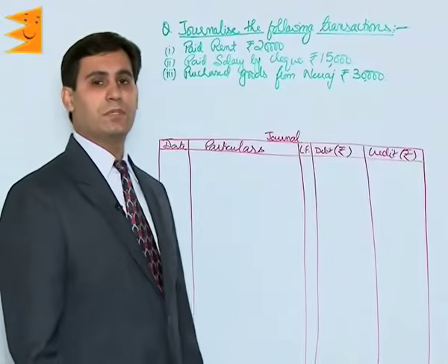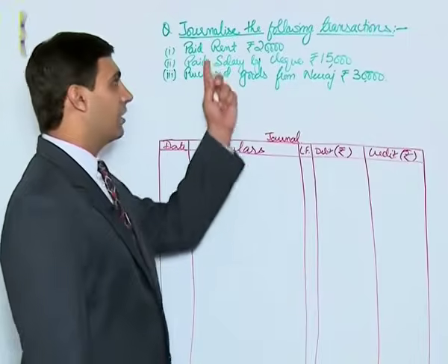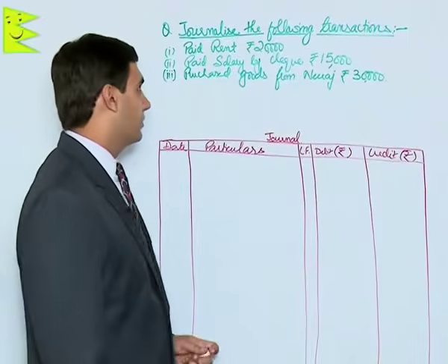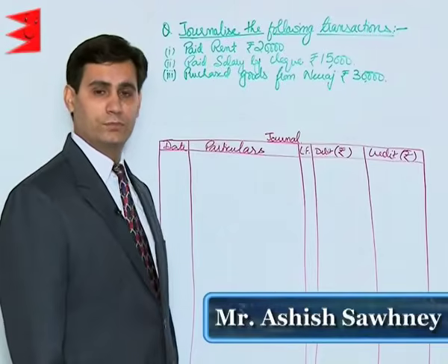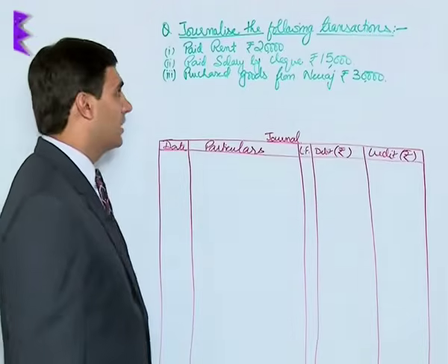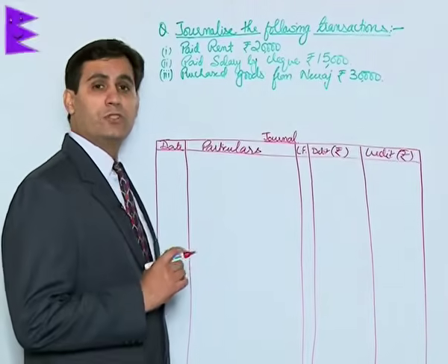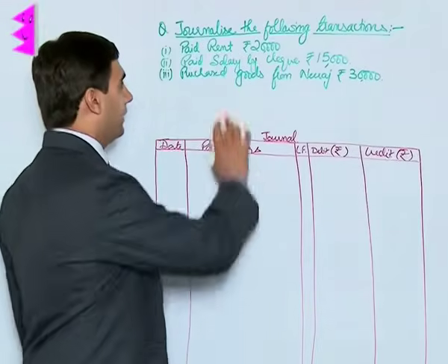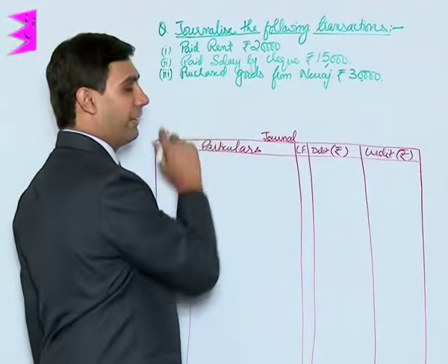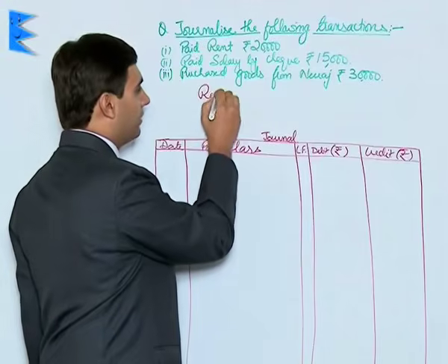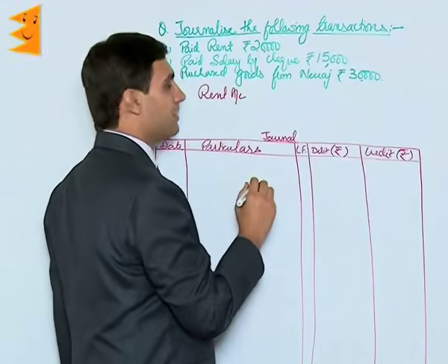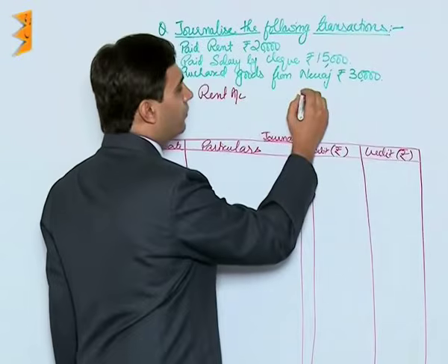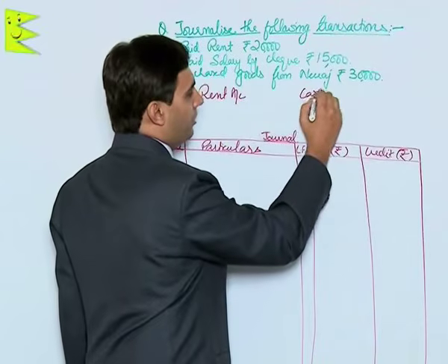Coming to some more examples about journal entries. Let us generalize these for given transactions. The first transaction here is paid rent rupees 20,000. Now again the same thing, students. We must analyze which two accounts are involved here. In this transaction, paid rent. So the first account is rent account. And since the payment has been made, the second account would automatically be cash account.